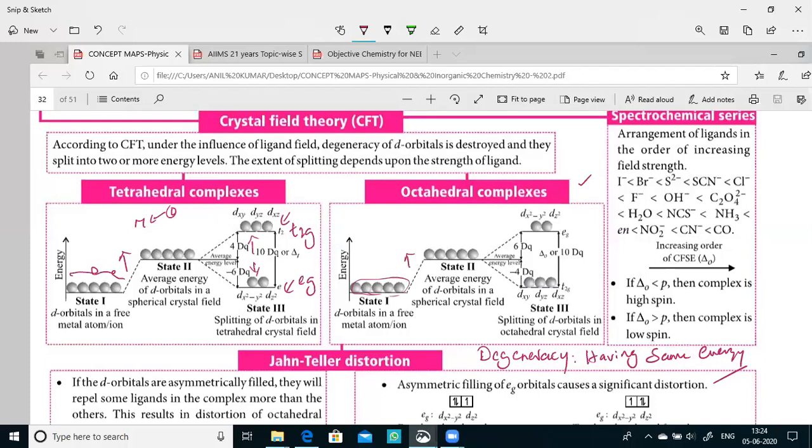When the ligand comes still closer to the metal ion, because of the interactions between the metal ion and ligands, the d orbitals are split. Here also the d orbitals are split into two sets of orbitals. One we call EG, which means doubly degenerate, and the other is called T2G, which means triply degenerate. Now, how does the ligand approach the metal ion? I will tell you.